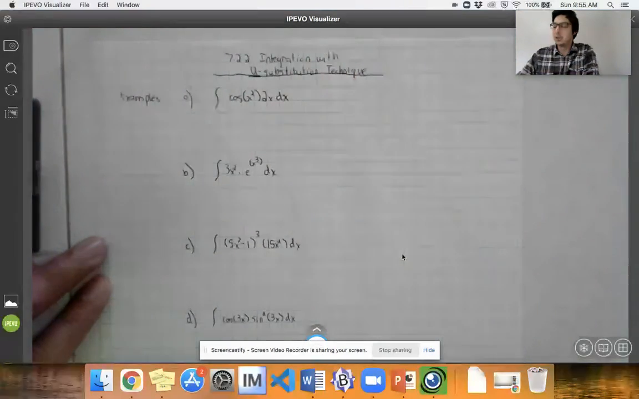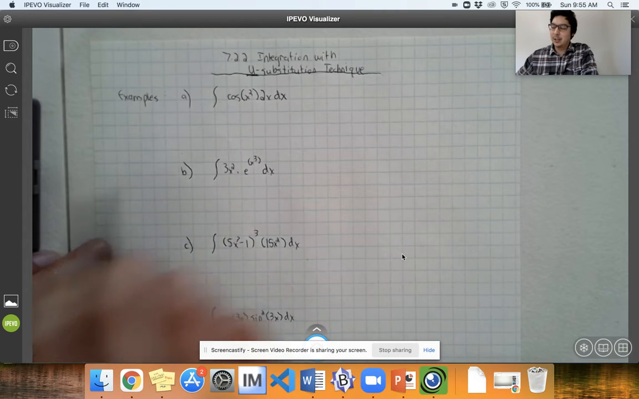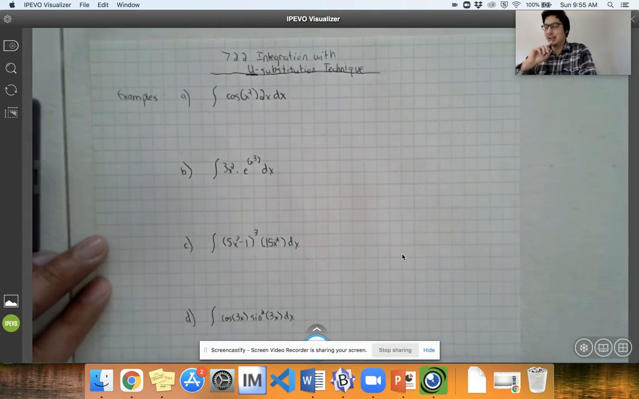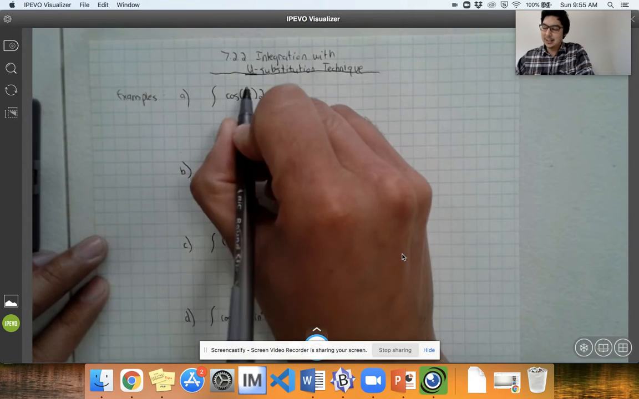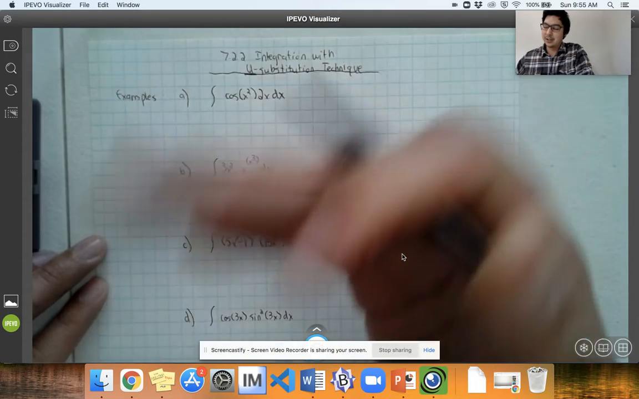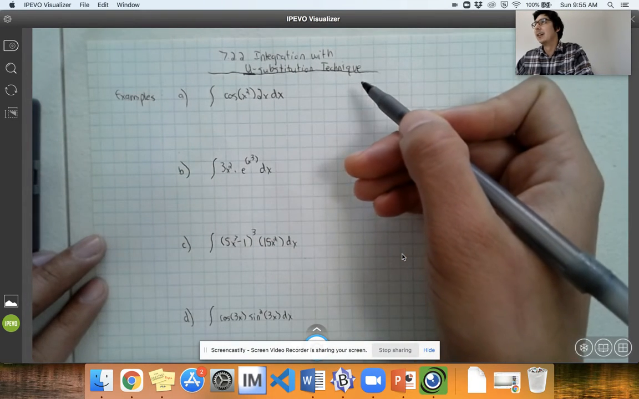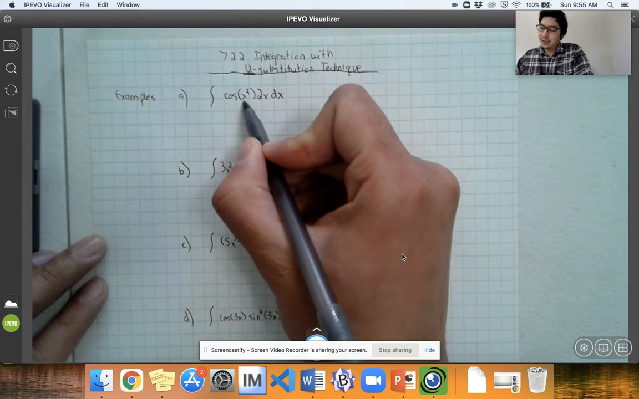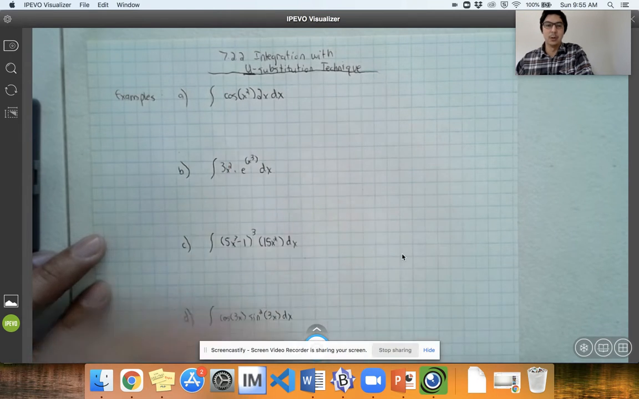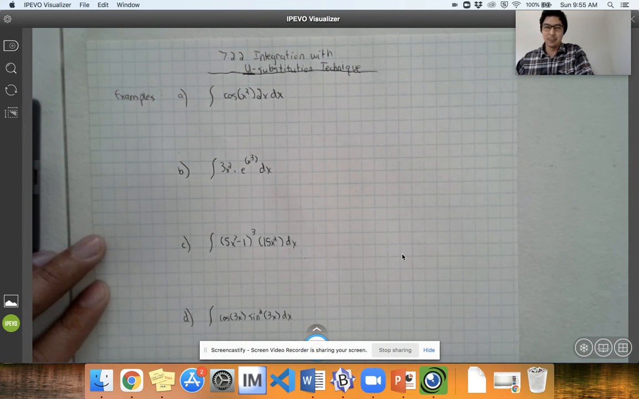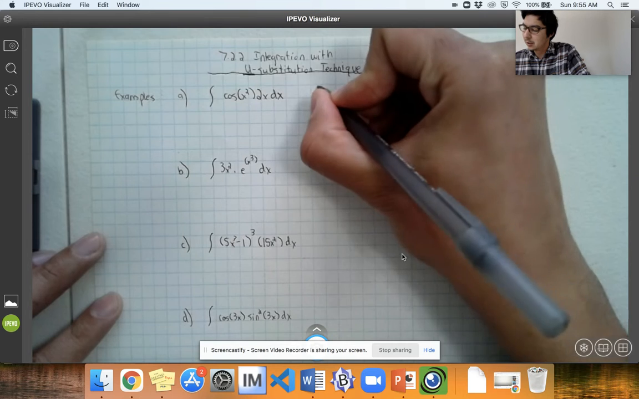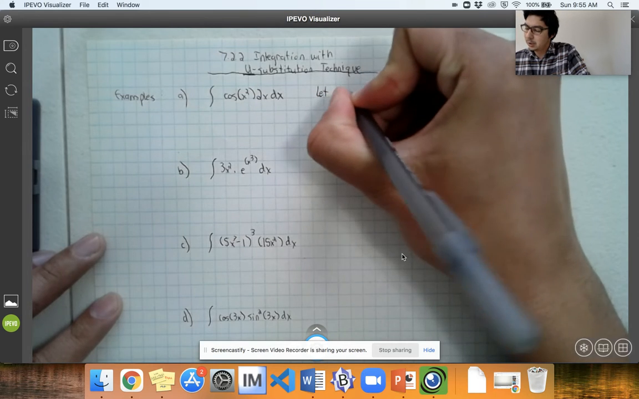Okay, so how does it work? Take a look at the first one: the integral of cosine of x squared times 2x dx. I'm looking for an antiderivative that when I take the derivative of it, I get back to this function. Well, I can see here that if I took the derivative of x squared, I'm going to get 2x. And that is going to help us find u. So in this problem, let's let u equal x squared.